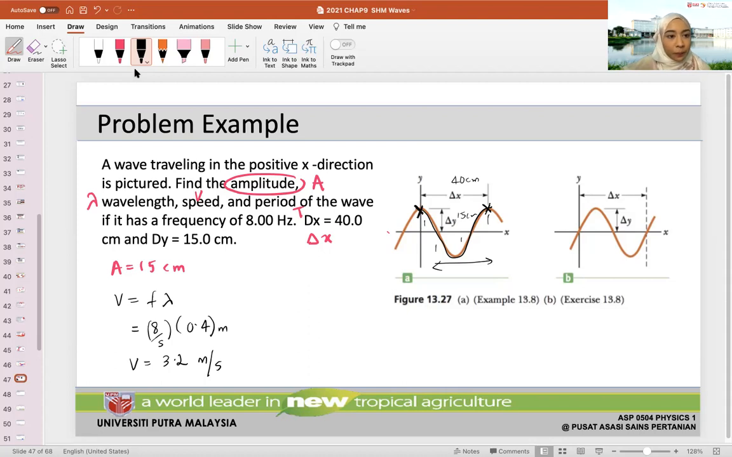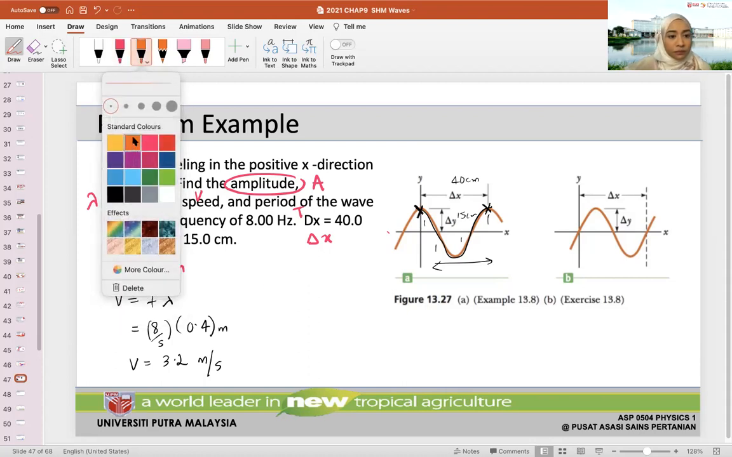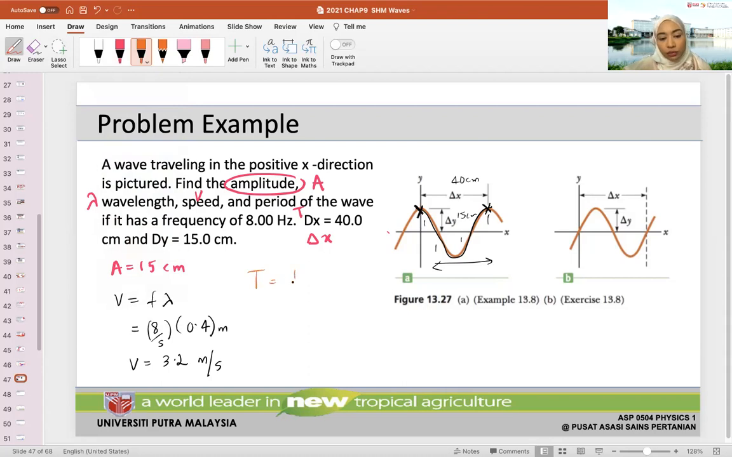What is our period? 1 over F. So 1/8 seconds, which is 0.125 seconds. Okay, good. So the time taken to complete one cycle is 0.125 seconds. That's quite fast, which is normal because wave is fast. Okay, that's the end of this example.